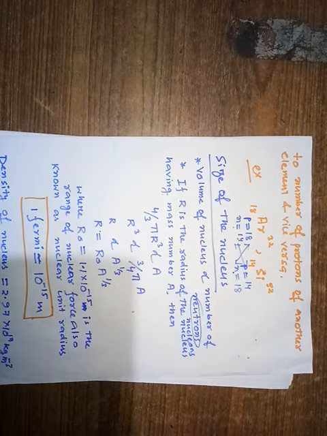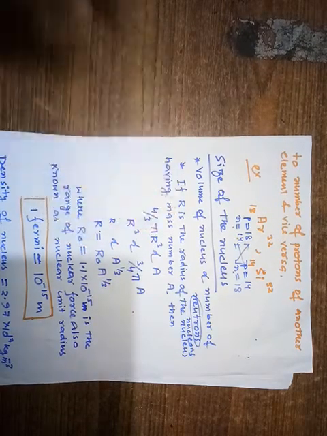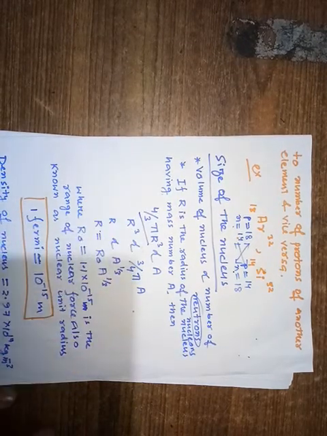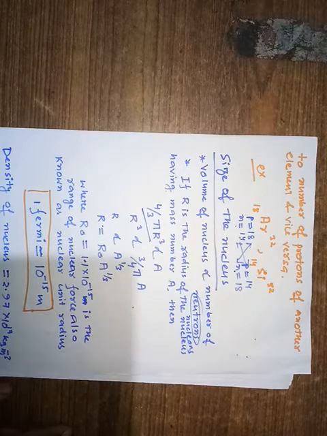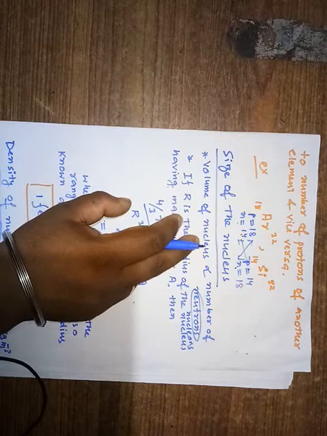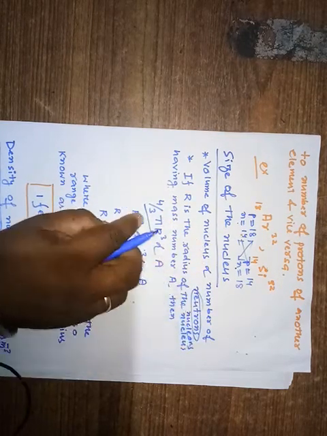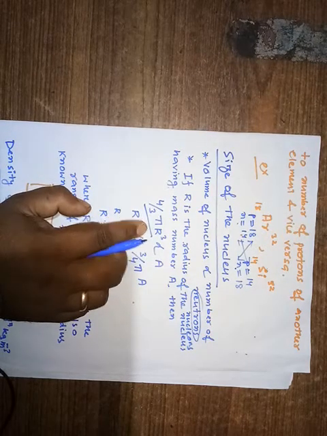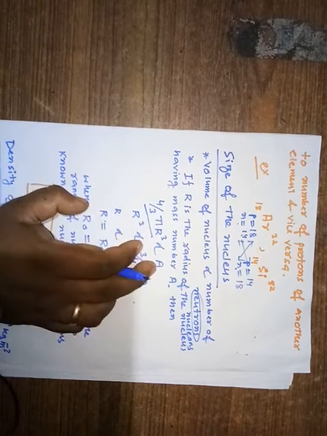Now if we consider the nucleus as having spherical shape, and r as the radius of the nucleus, and the nucleus has mass number A, that means the number of nucleons is A. Then obviously 4/3 πr³, that is the volume of a sphere. In this case it is the volume of the nucleus, and it will be proportional to A, the number of nucleons. Is it okay?